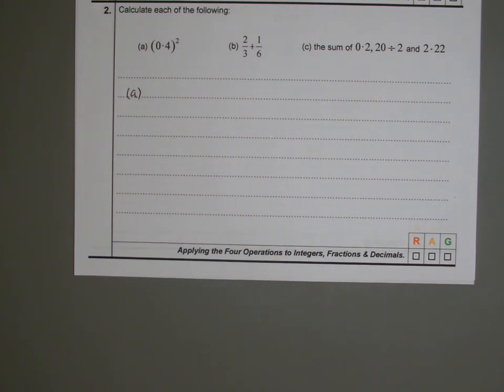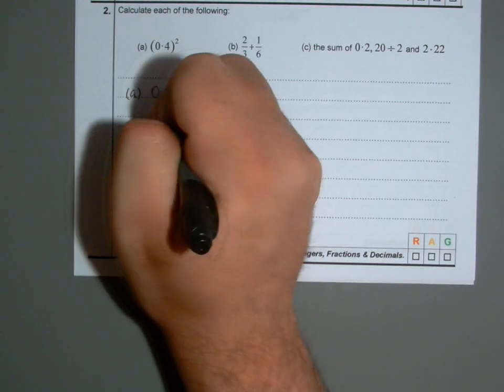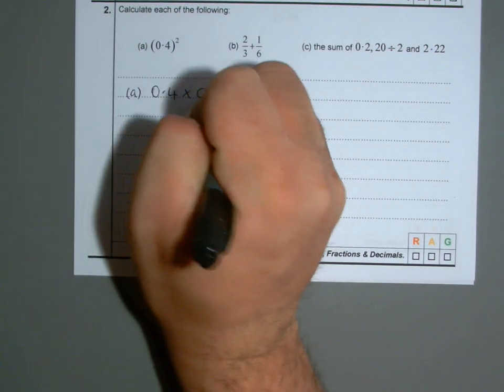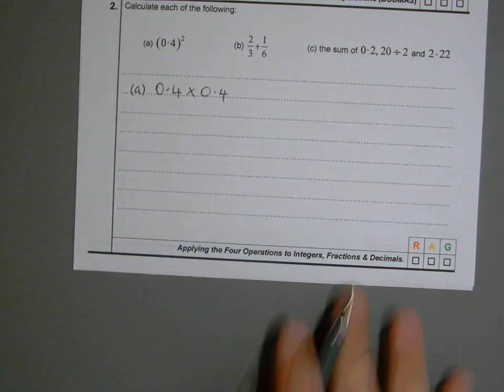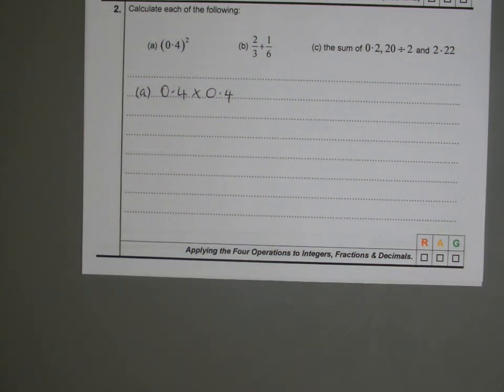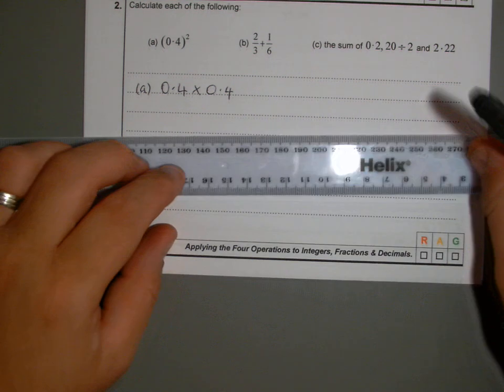Okay, calculate each of the following. Right, when you see this here, power 2, you just need to appreciate what it means. Obviously it means square, times by itself. So 0.4 times 0.4. Okay, that's all we're doing now, multiplying 0.4 by itself.